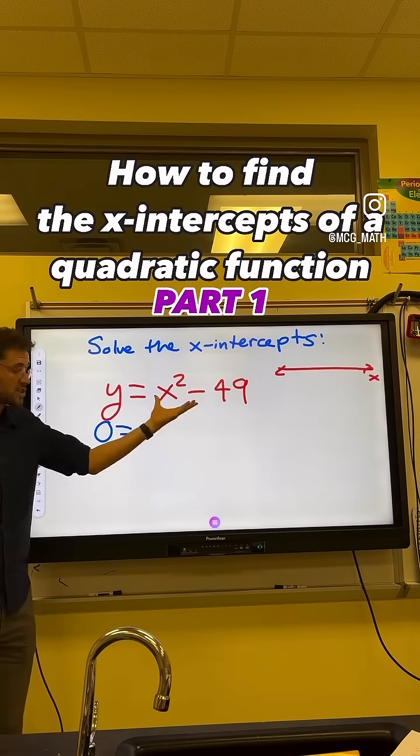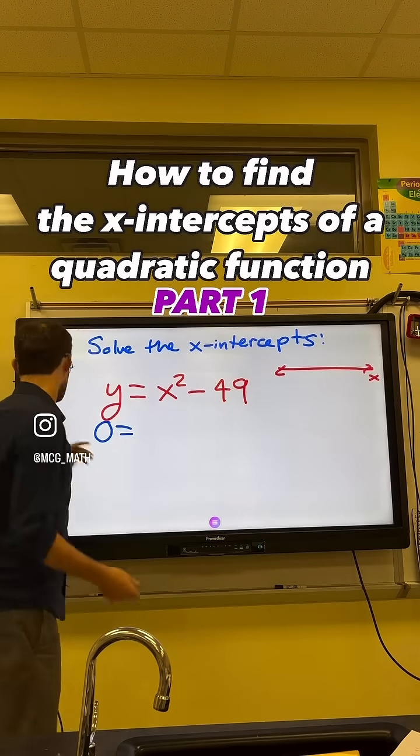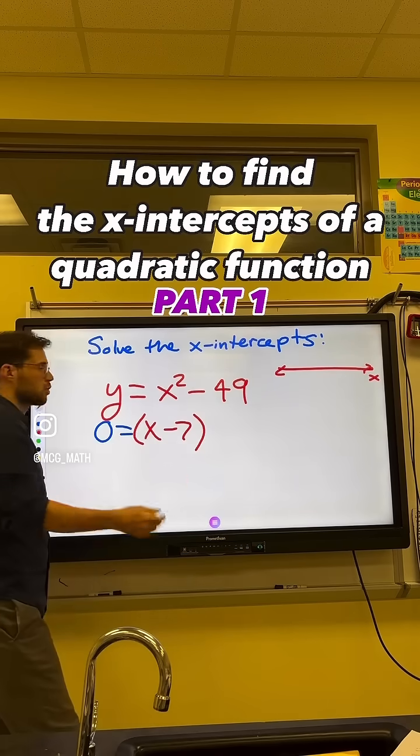Next, we're going to factor that right side. So we have a difference of squares here. It's a perfect square minus a perfect square, so we know we can factor that. x minus 7 times the quantity x plus 7.